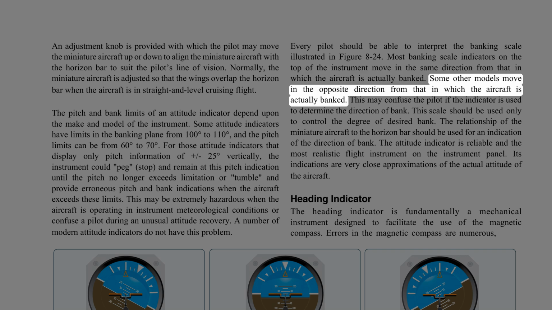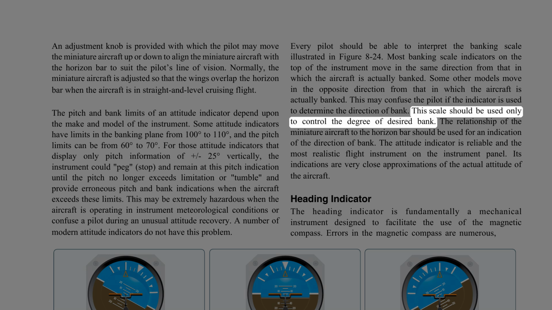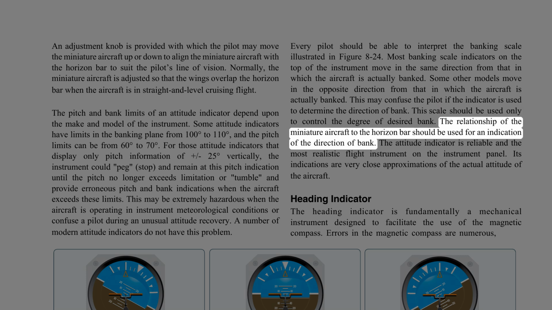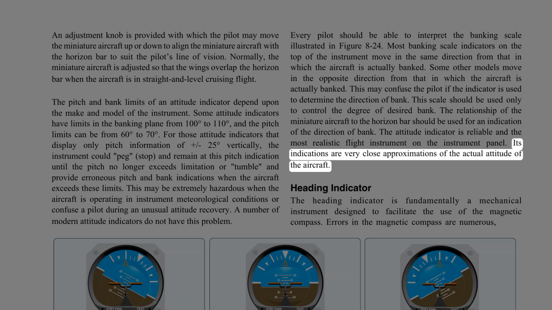Some other models move in the opposite direction from that in which the aircraft is actually banked. This may confuse the pilot if the indicator is used to determine the direction of bank. This scale should be used only to control the degree of desired bank. The relationship of the miniature aircraft to the horizon bar should be used for an indication of the direction of bank. The attitude indicator is reliable and the most realistic flight instrument on the instrument panel. Its indications are very close approximations of the actual attitude of the aircraft.